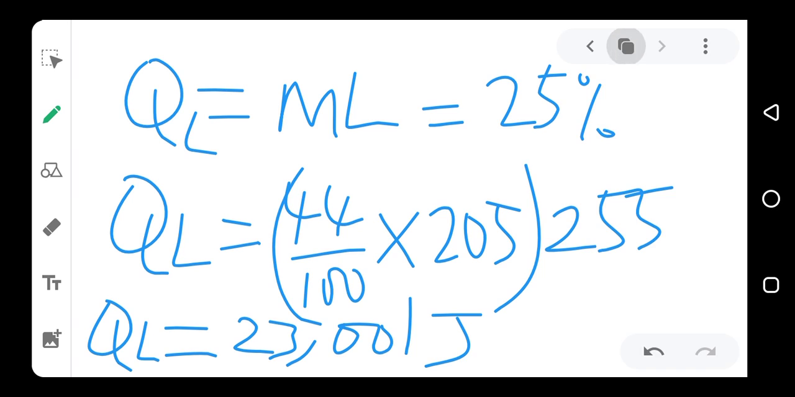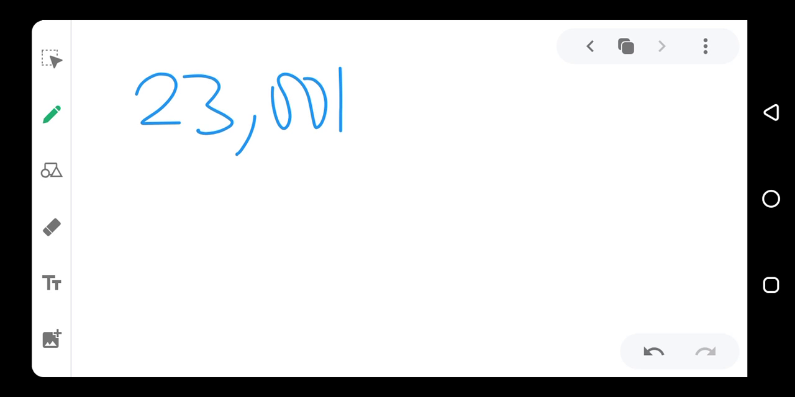Now to get Q total, to get the total heat supplied, now we know that 23,001 represents 25% of the total heat.